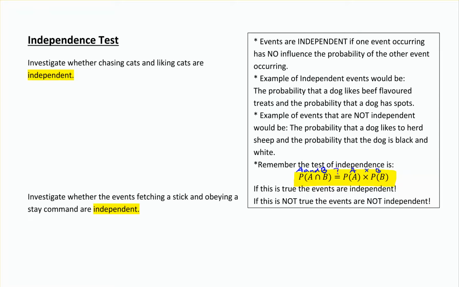We're literally checking to see if it's going to be true or not. If it's true, we have independence, and if it's not true, if the formula is not equal on one side and the other, then it's not independent. So let's take a look at an example.